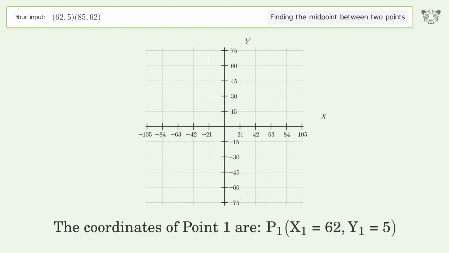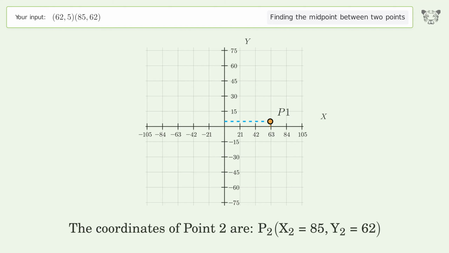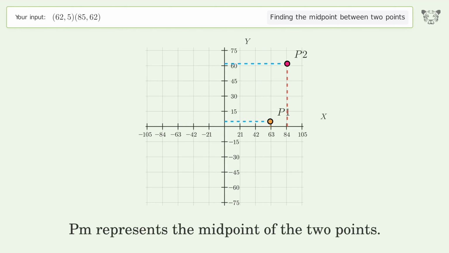The coordinates of point 1 are, x1 equals 62, y1 equals 5. The coordinates of point 2 are, x2 equals 85, y2 equals 62. PM represents the midpoint of the 2 points.